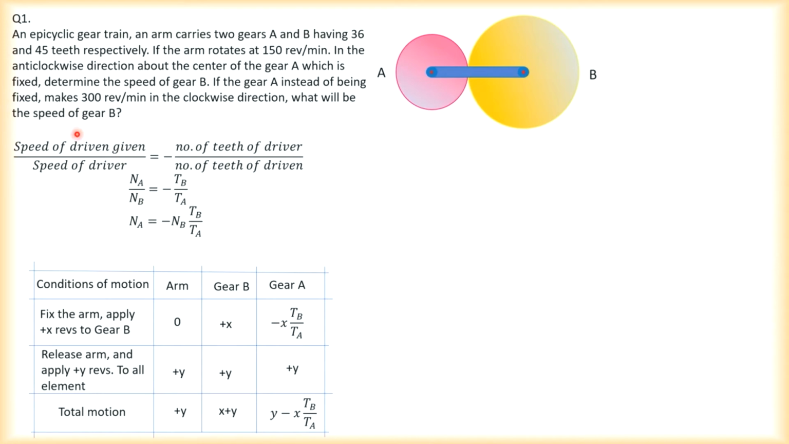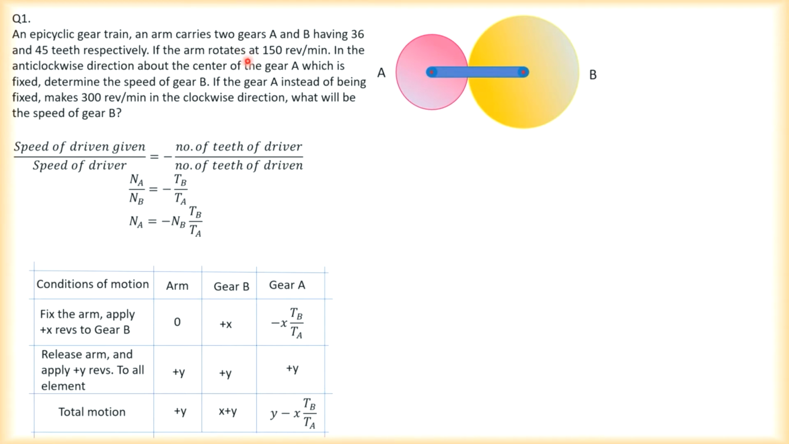Now how did you get this? From here, you can see for B, you apply X revolutions, correct? So that is why it becomes negative X here. The next step is to add Y revolutions throughout, so that is why you only plus Y here. Then for total motion, you add up both rows for B, and both for the arm. So this will be the speed of the arm, this will be the speed of gear B, and this will be the speed of gear A.